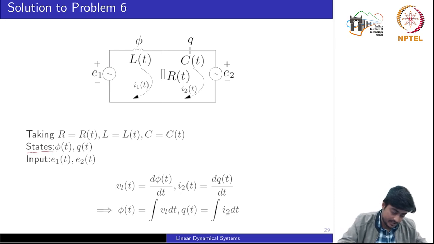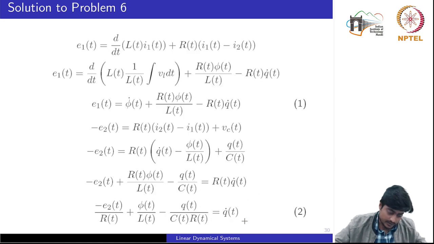So here we have chosen these states: the flux through the inductor and the charge across the capacitor. The inputs are already pre-specified as E1 and E2. These relations we basically know from our plus two physics. So again, writing the loop equation for both the loops, you can go through the more detailed simplification of those two loops in terms of the flux phi and the charge.